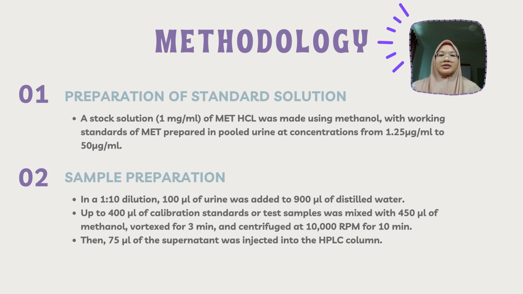Second method is the sample preparation. In a ratio 1/10 dilution, 100 ml of urine was added to 900 ml of distilled water. Next, up to 400 ml of the sample was mixed with 450 ml of methanol. It was later vortexed for 3 minutes and centrifuged at 10,000 rpm for 10 minutes. Then, 75 ml of the supernatant was injected into the HPLC column.